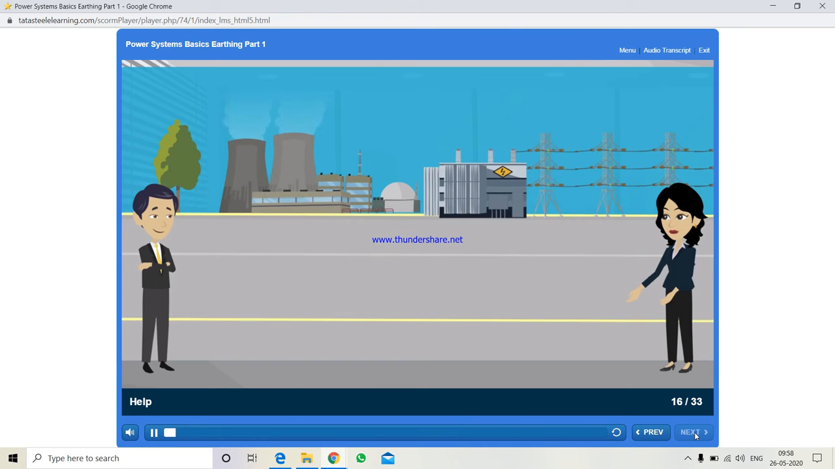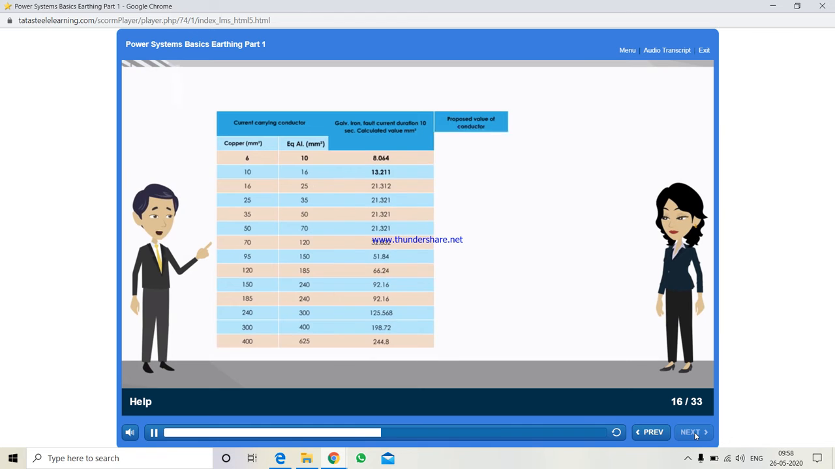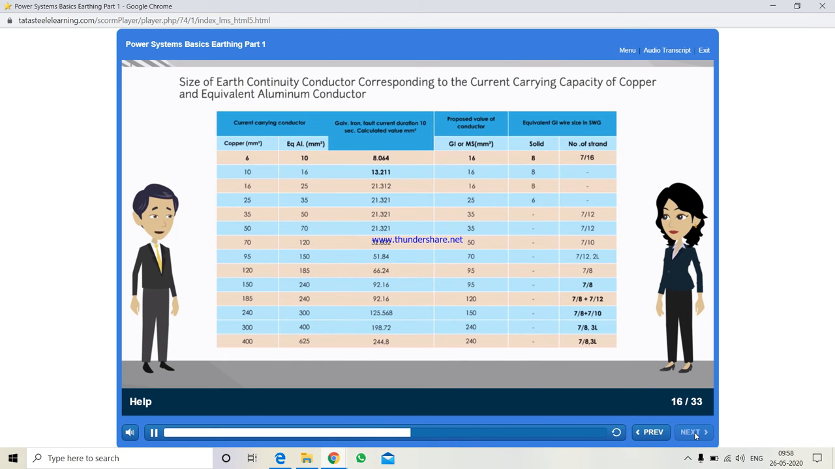So Mayank, in the previous screens, you mentioned the different dimensions of the earth continuity conductor for aluminium and copper wires. Are the dimensions based on any calculation or specifications? Yes, Surabhi, you are right. Look at this table. It talks about the size of earth continuity conductor corresponding to the current carrying capacity of copper and equivalent aluminium conductor. Oh, okay, this is great. Friends, if you want to download this table for reference, click the PDF icon below.